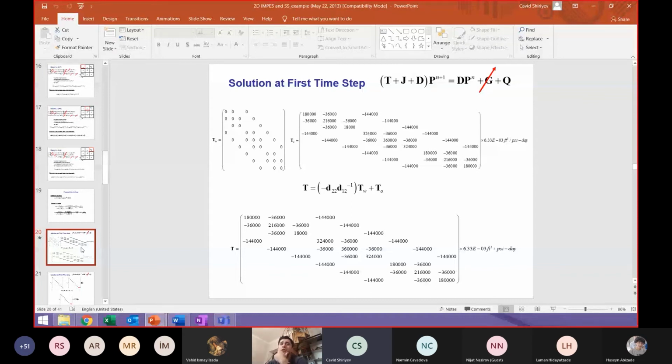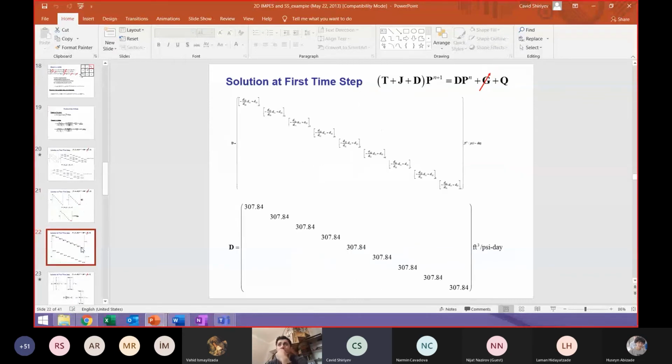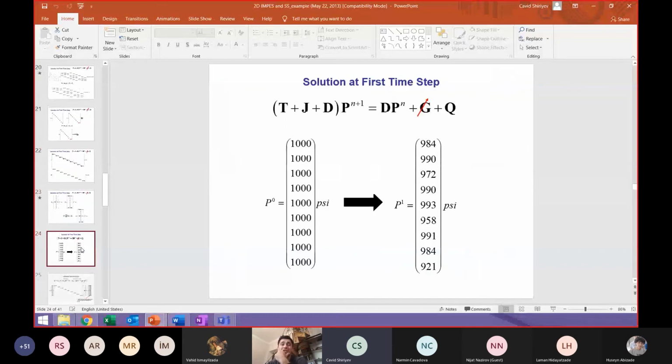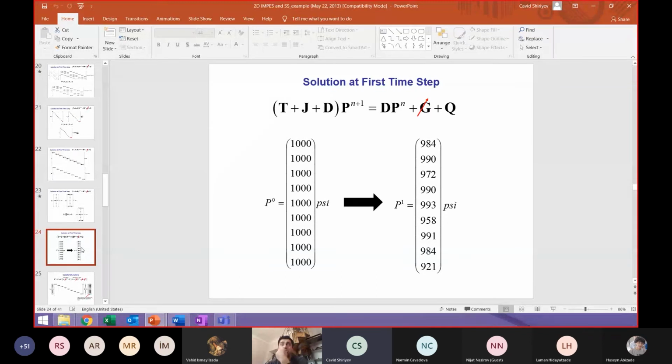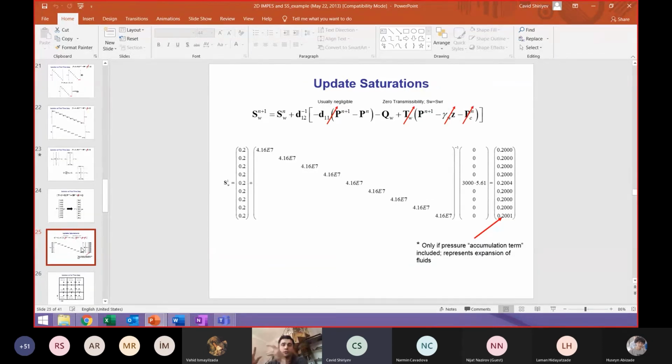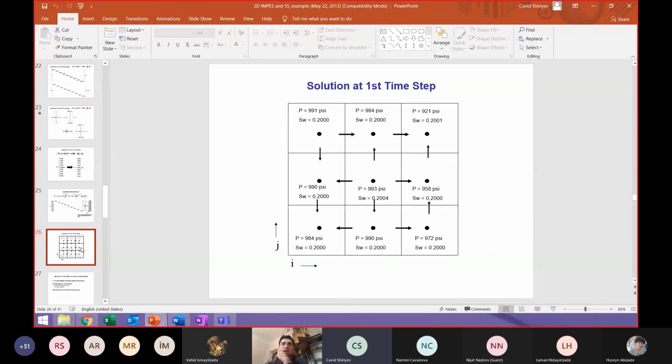So P0, the initial pressure, is given as 1000 psi, and then we are going to calculate the pressure at the second time step. In this solution we are going to prepare everything in such a way that we will be able to modify just a few variables, and then we will be able to change the number of grids that we have in the reservoir. Now that's mainly it for the multi-phase solver.